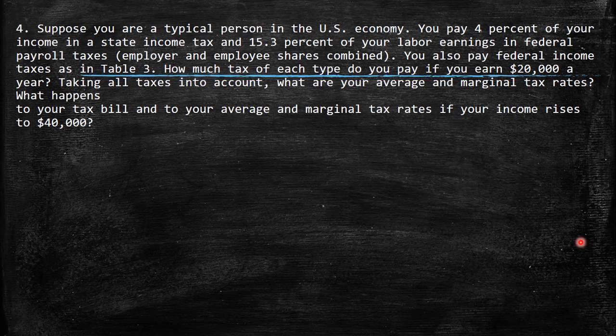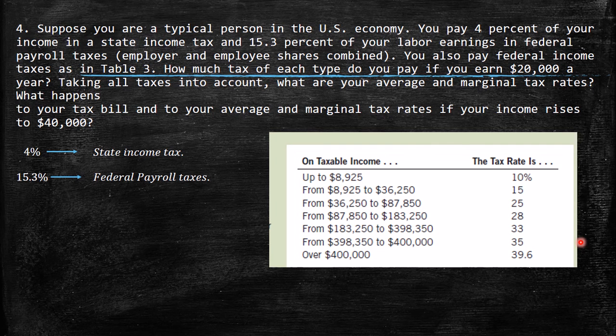So the fourth point says, suppose you're a typical person in the United States economy. So here is the case. You pay 4% of your income in a state income tax. So here is the first fact: you have all your income, and you need to pay 4%. This is what we call the state income tax. Then 15.3% of your labor earnings goes to federal payroll taxes. Then you also pay federal income taxes as in Table 3, which is provided by the same book.